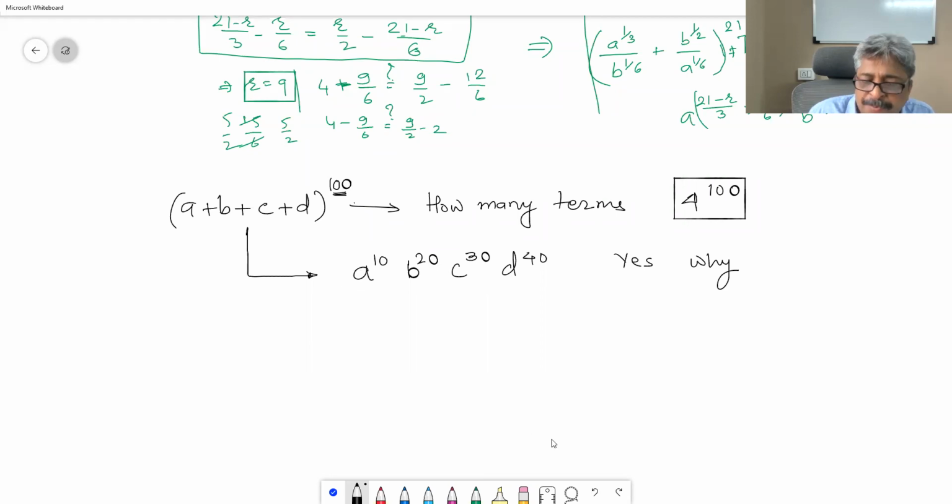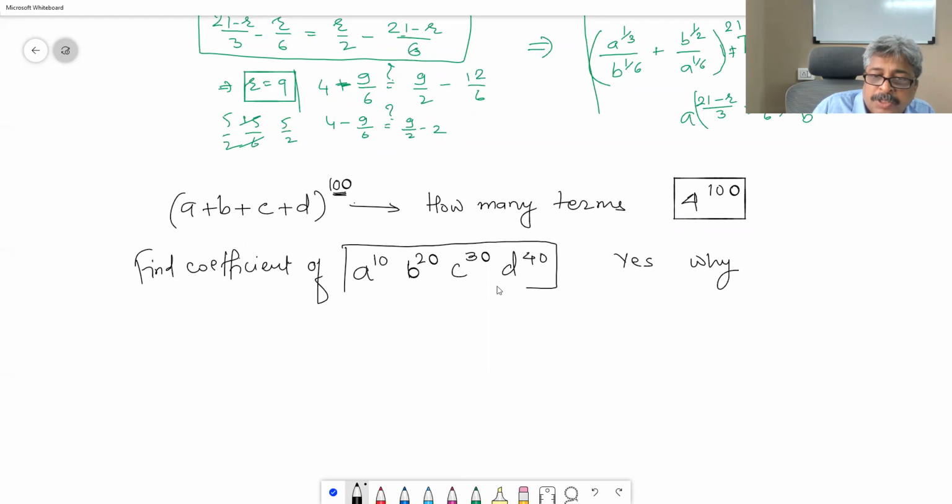What we need to do, if suppose we wish to find out the coefficient of this term, find the coefficient of this term in the expansion of this. Let us see how many of you can do it.